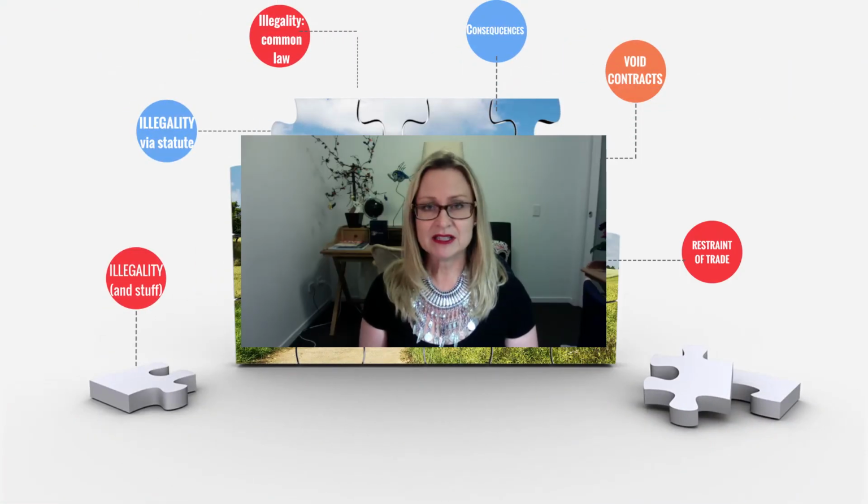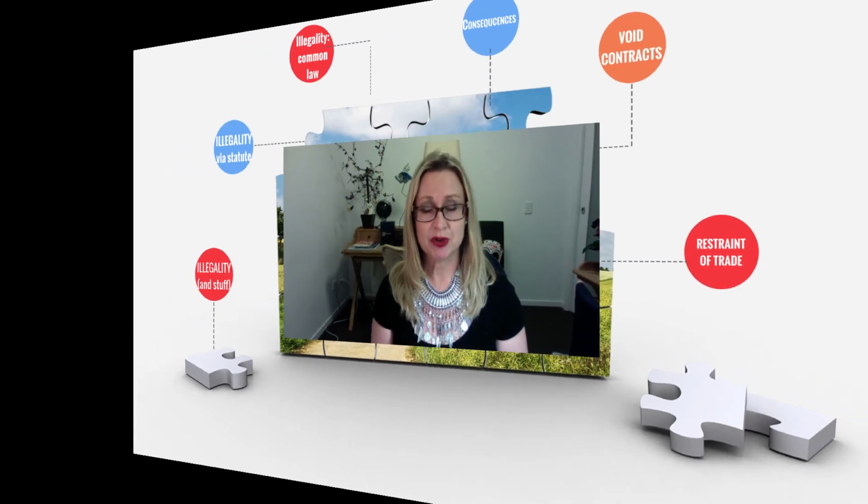So that is the doctrine of restraint of trade, and now we need to swing back to the issue of consequences and the issue of severability, and we'll come back in just a moment to consider that.